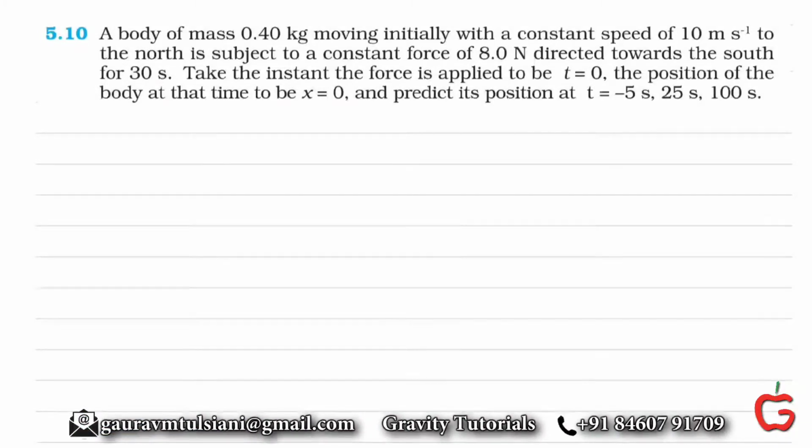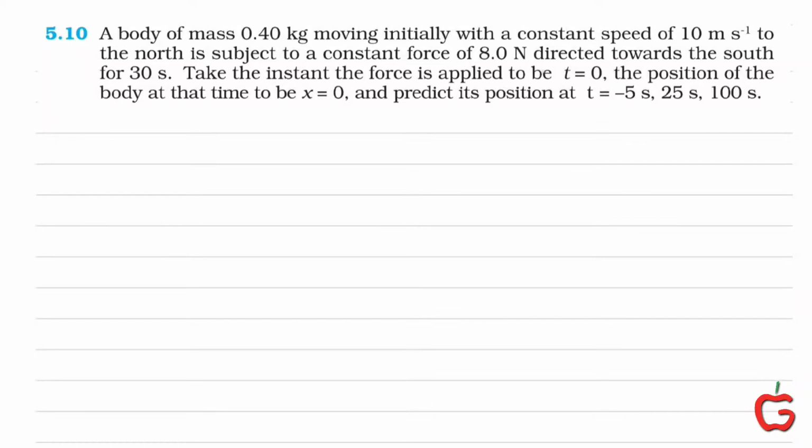A body of mass 0.4 kg moving initially with a constant speed of 10 meter per second to north is subjected to a constant force of 8 Newton directed towards south for 30 seconds. So initially, that means at time 0, the body is moving with the speed of 10 meter per second towards north.